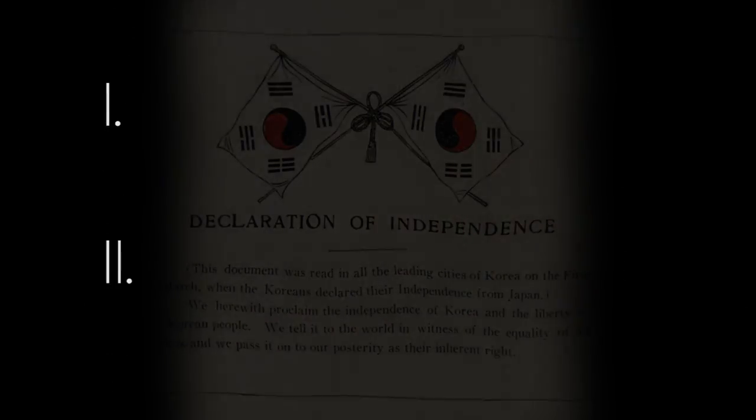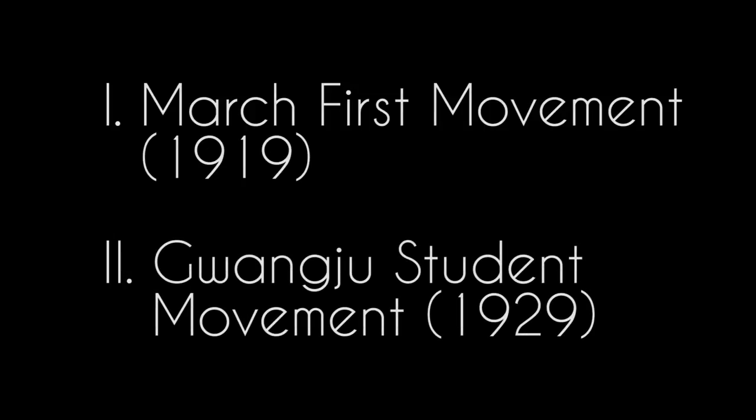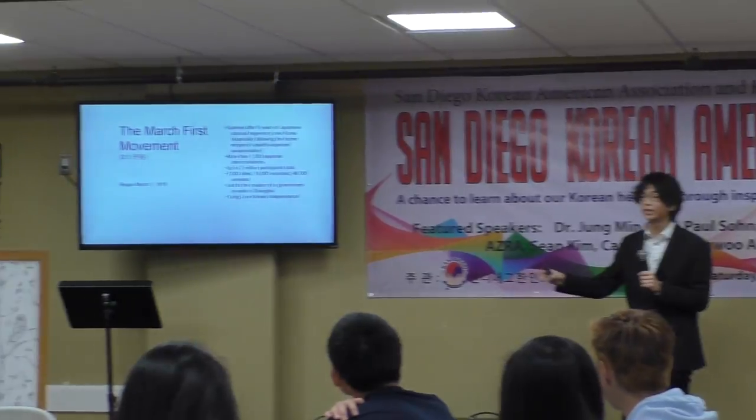Student activism in Korea began all the way back in the former half of the 20th century when Korea was a Japanese colony. There are two major instances, I think, of student resistance against Japanese rule: the March 1st Movement of 1919 and the Gwangju Student Independence Movement of 1929. Now, I'm only going to talk about the first one because that's the one I talked about in the actual speech this video is based on.